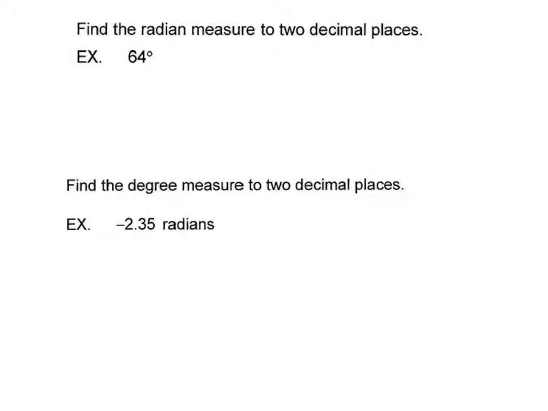You'll also be asked to convert between degrees and radians and give an answer rounded to 2 decimal places. That lets you know that you're going to be using your calculator on these. So 64 degrees converted to radians, I multiply by pi over 180. But put it all in your calculator and use the actual pi button. Don't do 3.14. So you're going to do 64 times pi divided by 180, and that gives you 1.12.